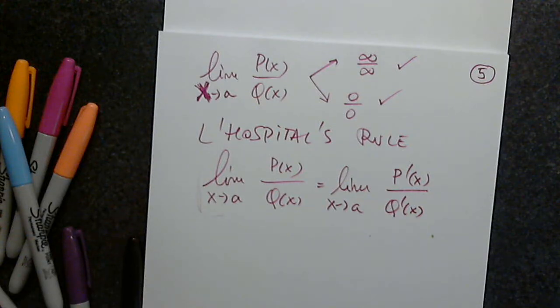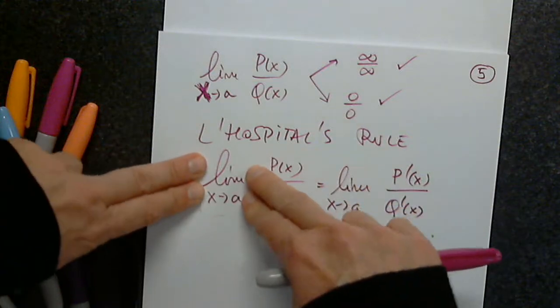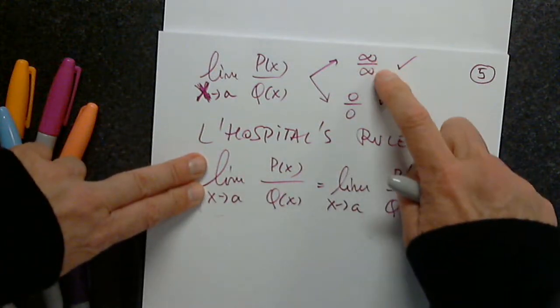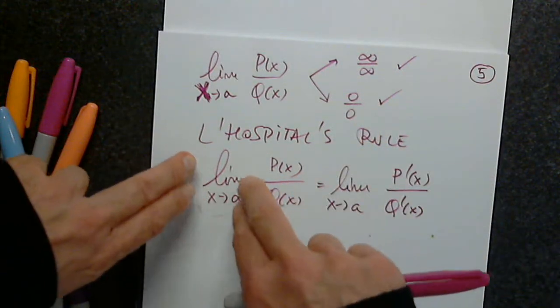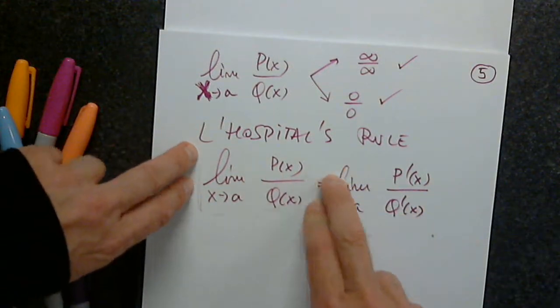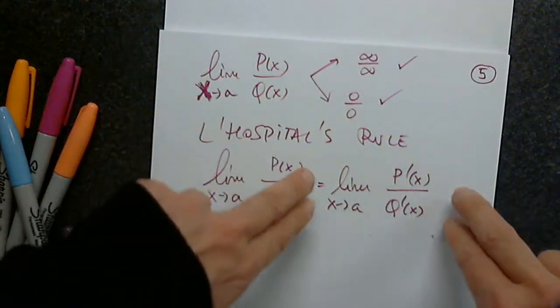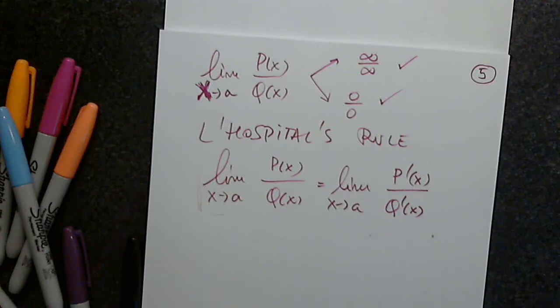Notice that we are not using the quotient rule. This is not the quotient rule, because this is not a function. The quotient rule is p prime times q minus p times q prime over q squared. But this is a limit. Only inside a limit, when we have infinity over infinity or 0 over 0. When we calculate a limit and these two pop up, then we are allowed to write this.